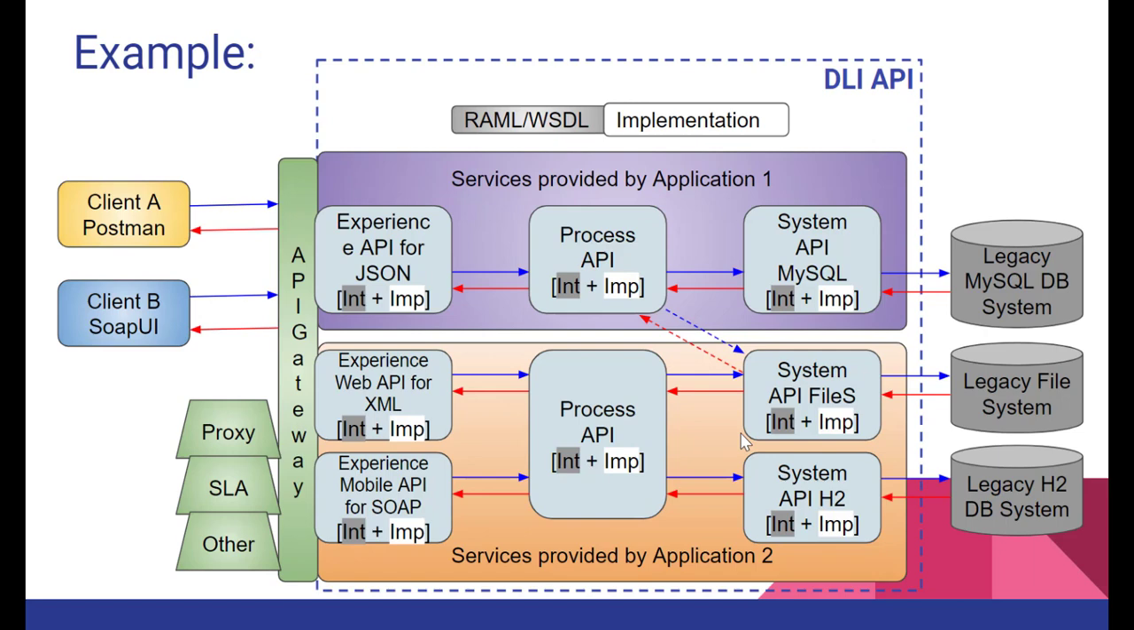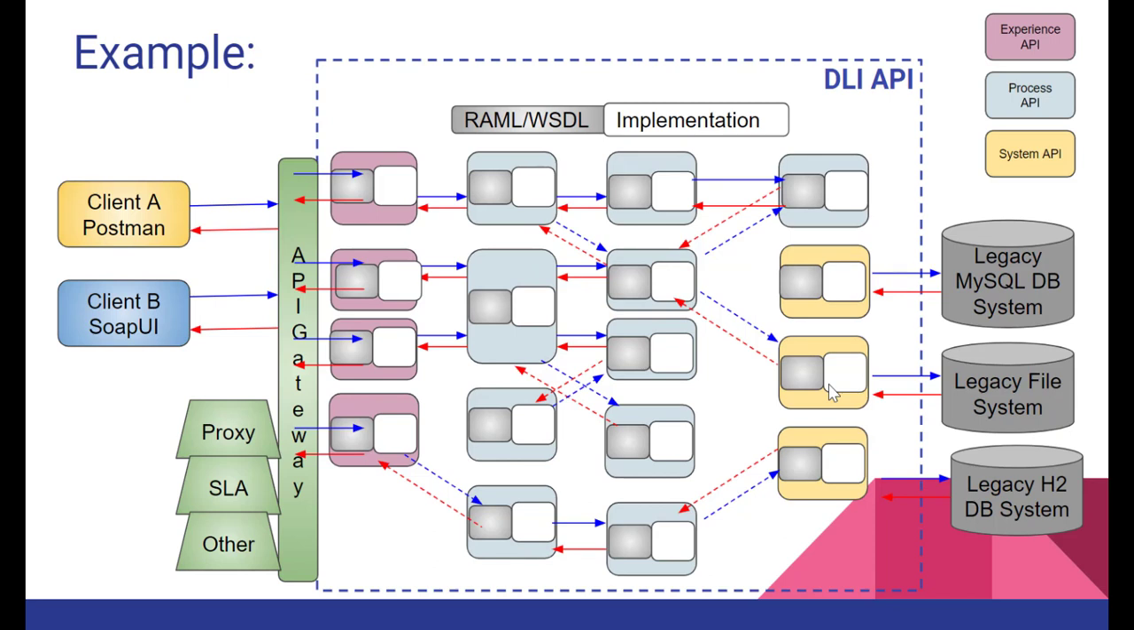And also, if you see the process API, it is actually calling multiple system APIs here. As you can see, it is calling multiple system APIs. The first system API is accessing the data from MySQL, and the second system API is accessing the data from the legacy file system, right? So this is what we are trying to achieve, or we will demonstrate in this video. As I mentioned, each and every API can have its own interface as well as its own implementation, right?